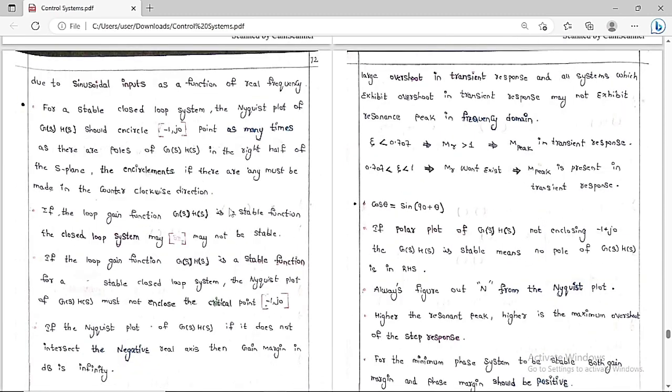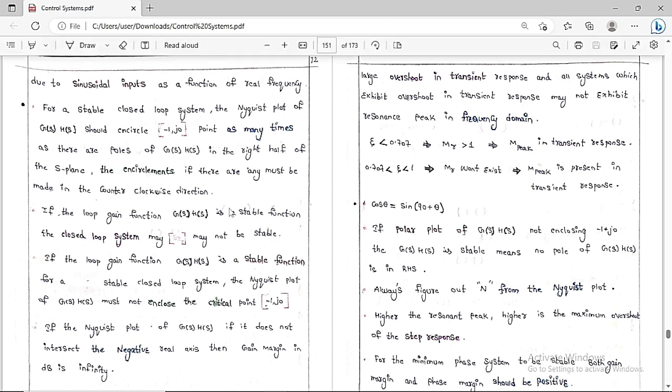Now the next point is, for a stable closed loop system, the Nyquist plot of G(s)H(s) should encircle the -1, j0 point as many times as there are poles of G(s)H(s) in the right half of the s plane. The encirclements, if there are any, must be made in a counterclockwise direction. So basically here you always have to keep in mind the basic formula I've already told you, which is N is equal to P minus Z. So this formula you always have to keep in mind.